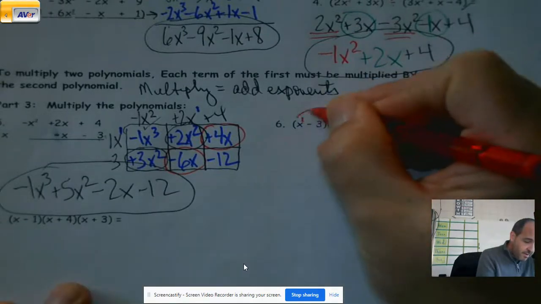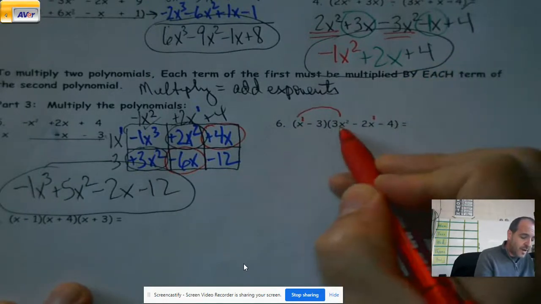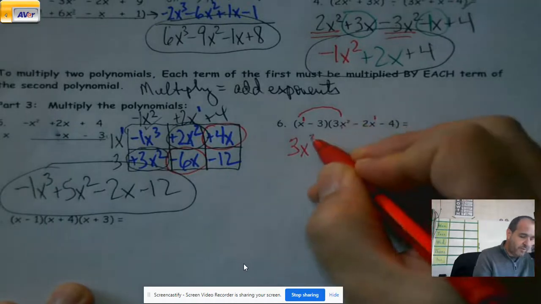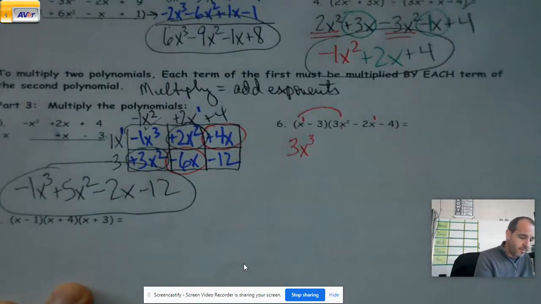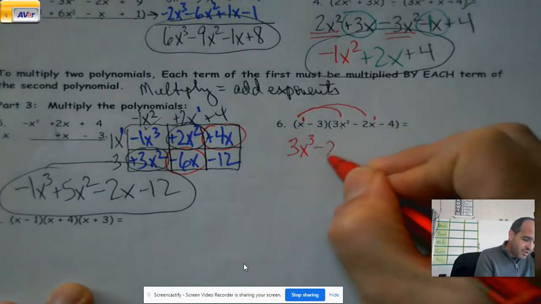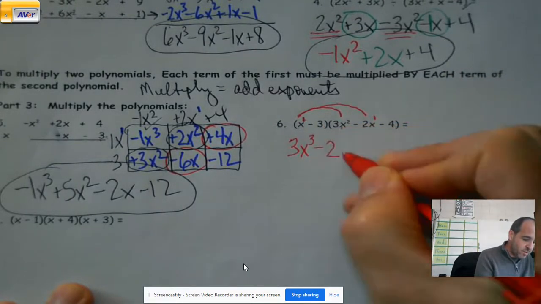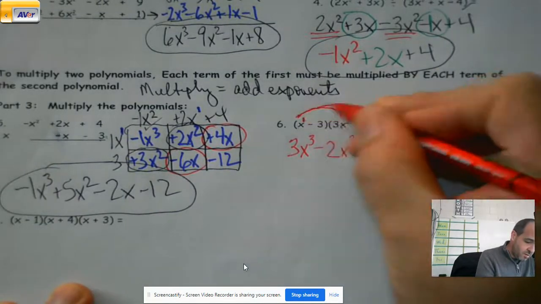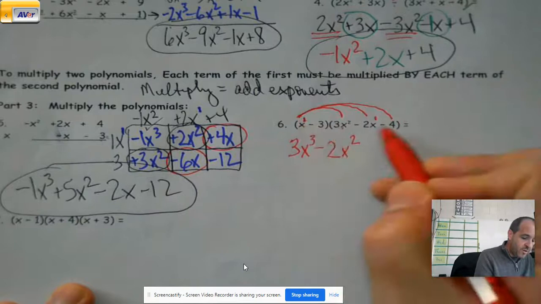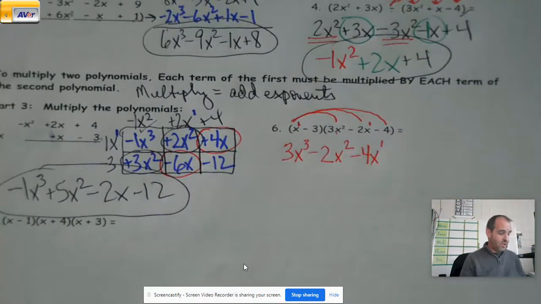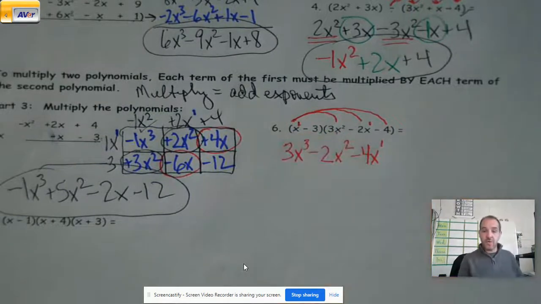I could say, okay, x to the first times 3x squared would be 3x to the 1 plus 2, or 3. Negative 2 times 1 is negative 2. 1 plus 1 is 2. X to the first times negative 4 is negative 4x, or negative 4x to the first. Okay? So I just distributed that x to each one of these the first time.